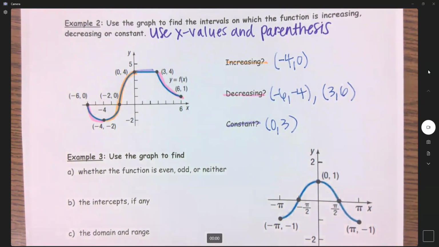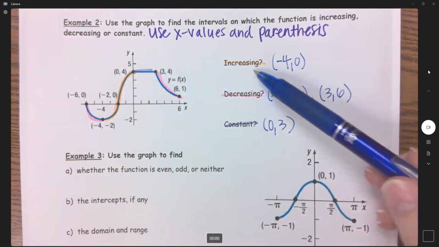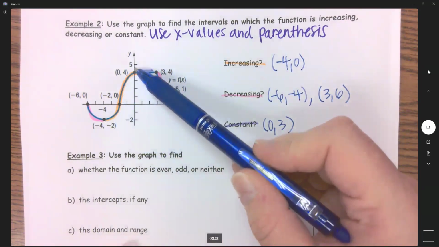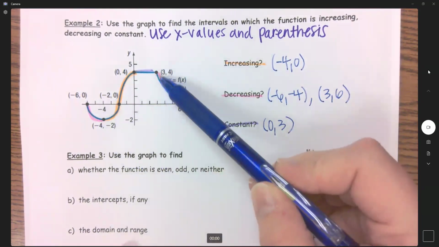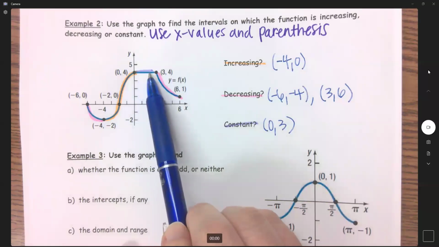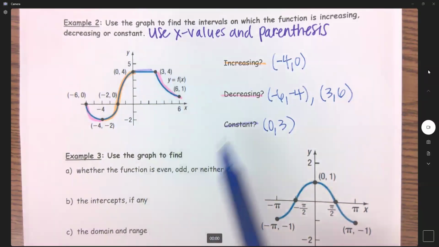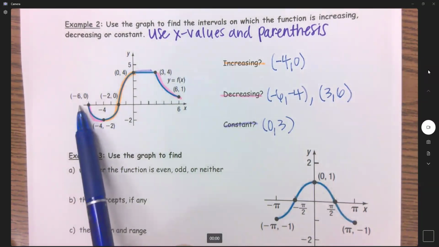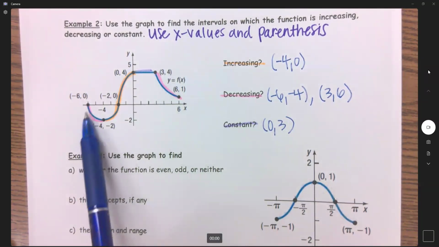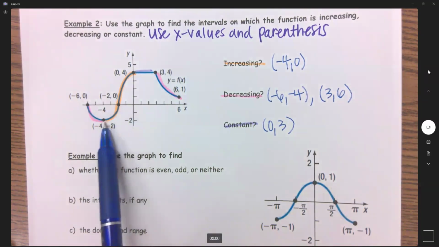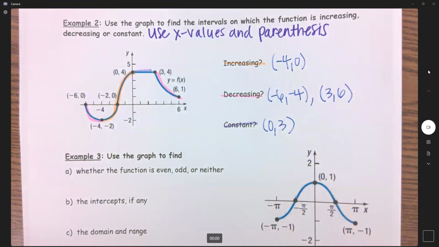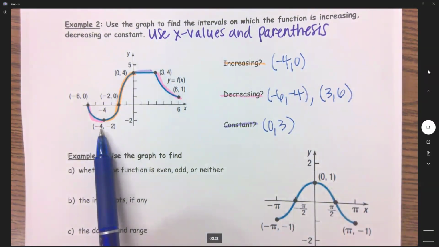So we're using x values because we're asking, where's my y values increasing? Here's where my y value is going up. Here's where my y values are going down. Here's where my y values are being constant. And then I want to use parentheses because like right here, where it is changing from decreasing to increasing, I can't say what's happening at that -4 because it's starting to change directions. So I'm not including that lowest point right here.